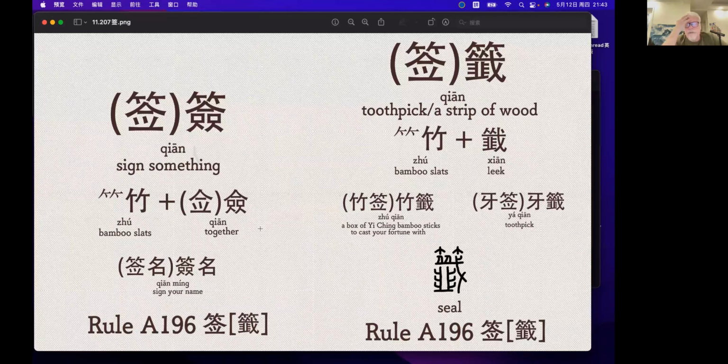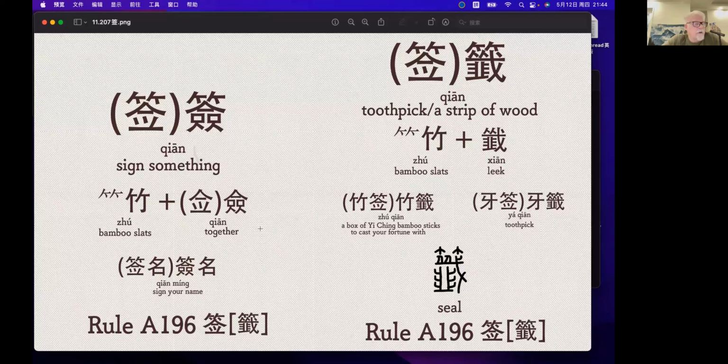But we have a simplification rule, rule A196. So there's another character that gets mixed in here. That character is also pronounced Qian, and it can mean either a toothpick or a strip of wood. It has a bamboo radical on the top, and the character Xian, which means leek, on the bottom. That's a phonetic. So we have the word Zhu Qian.